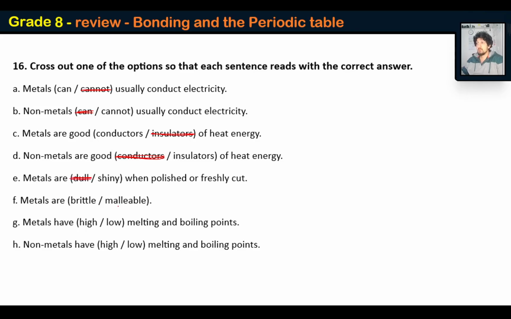Metals, are they brittle or malleable? They are malleable, which means they bend. So I've got to cross out brittle. Metals have what melting and boiling points? Do they have high melting and boiling points or low melting and boiling points? Well, obviously they have high melting and boiling points, which is why we use them as cooking utensils, because they can withstand high temperatures. So I'm going to cross out the low part. And non-metals have low melting and boiling points.